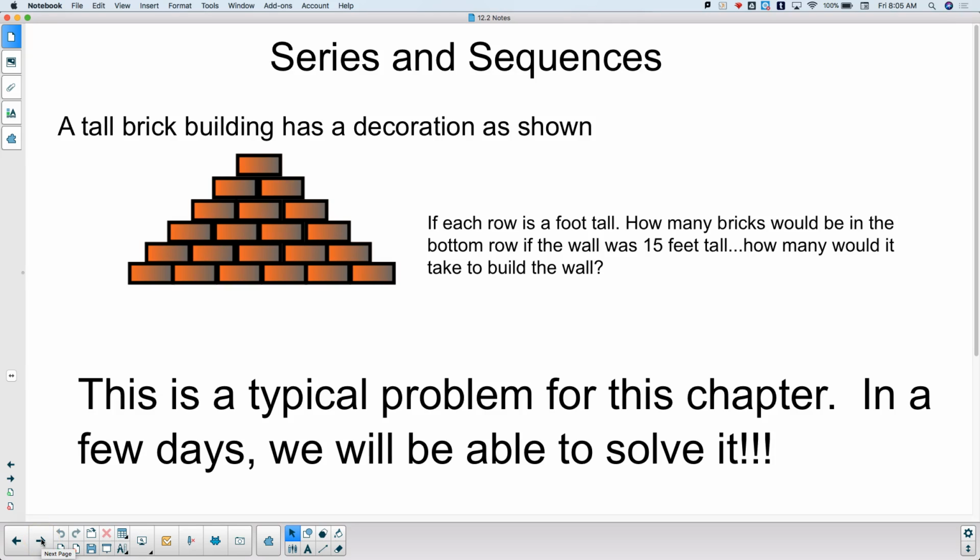Sequences and series. A tall brick building has a decoration as shown. If each row is 1 foot tall, how many bricks would be in the bottom row if the wall is 15 feet tall? And not only that, but how many bricks would it take to build this design in that wall? Now, that's a typical problem for this section from this chapter. That's a real-world example.